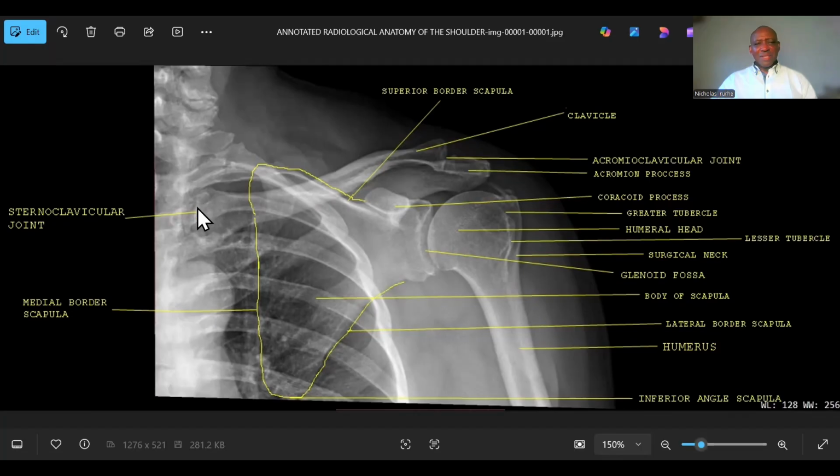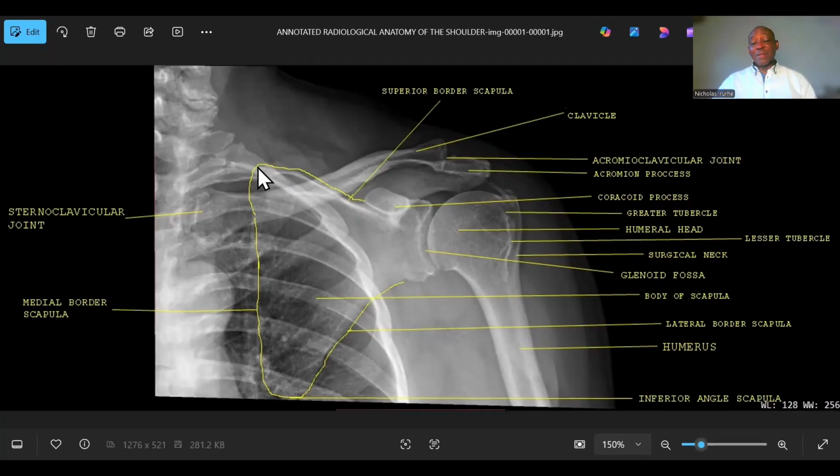The clavicle has a medial end and a lateral end. The lateral end has articulation with the acromion. The acromion is the projection from the scapula. Between the acromion and the clavicle, there's a joint. This is the lucency you are seeing here, called the acromioclavicular joint, AC joint for short.